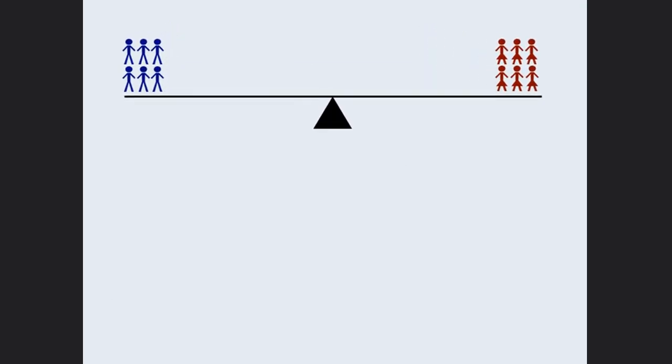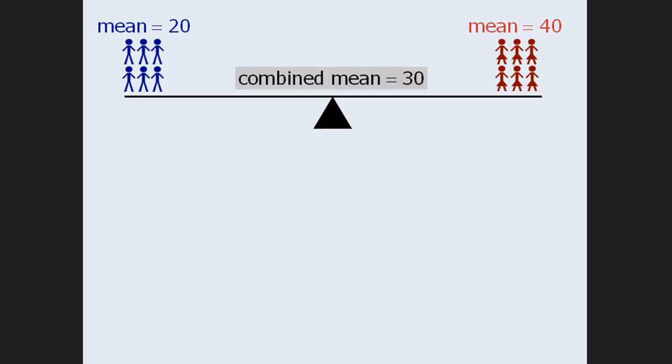In the first example, we began with 6 men and 6 women. The average ages of each group are 20 and 40. When we combine these two groups, the average age of the combined population is 30, which happens to be the average of 20 and 40.